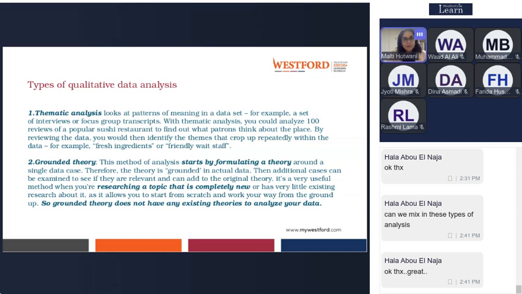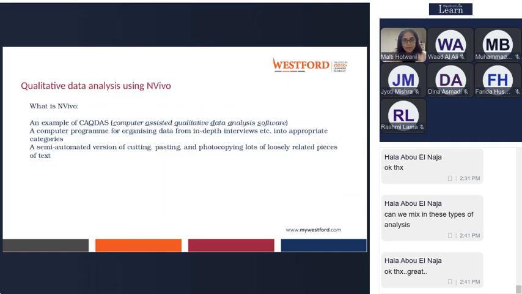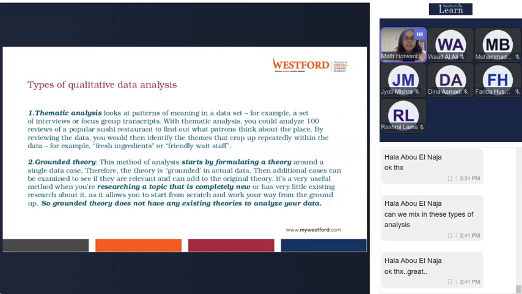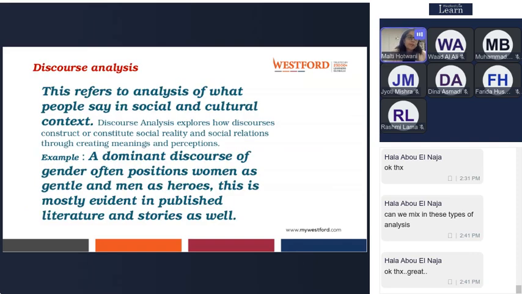Right, then, so, 1 minute. So thematic and grounded theory we already understood in the beginning, right? And so now another one is discourse analysis. This type of analysis is when people say in social and cultural context, right? Discourse analysis explores how discourses construct or constitute social reality and social relationships through creating meanings and perceptions, right? So basically, you are testing the social and cultural context.